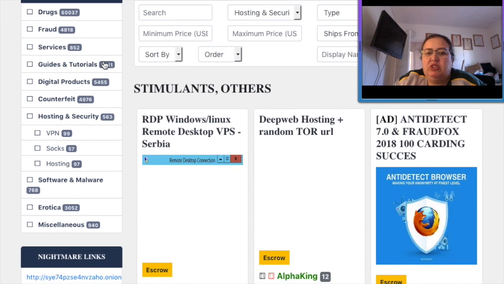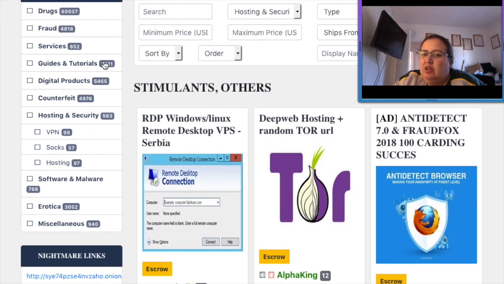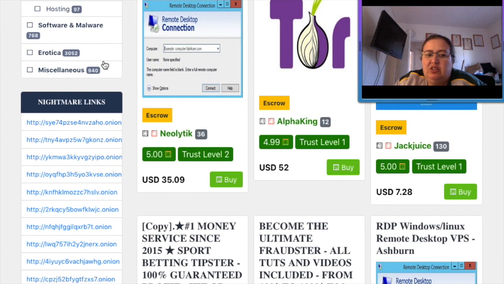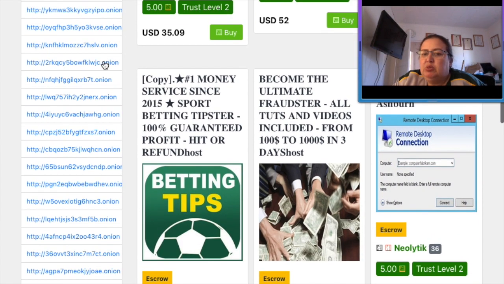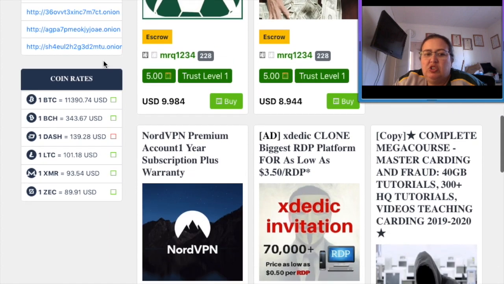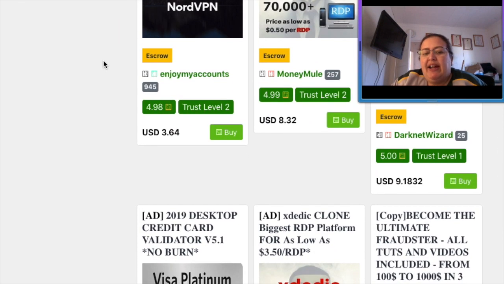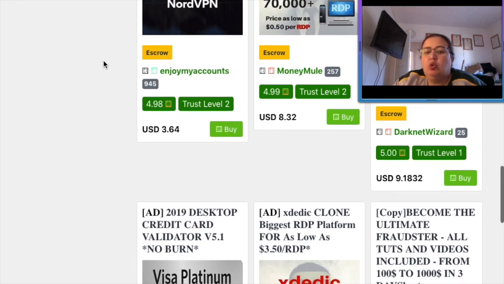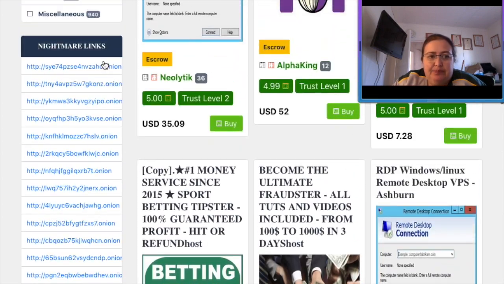So deep web hosting random Tor URL. Anti-detect. Money services. Betting tipsters. Remote desktop connection. NordVPN. VPNs are a must, especially if you're going to go into the deep web, because there are hackers and it can potentially be a dangerous place if you don't know what you're doing. So you would always want to have that extra protection so that you won't get a hacker or somebody into your computer, because nobody wants that.